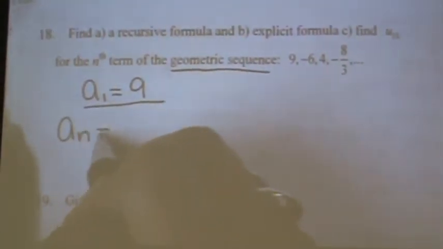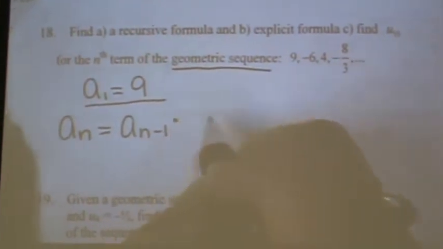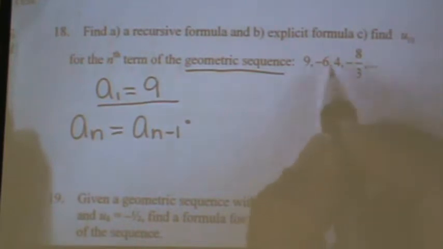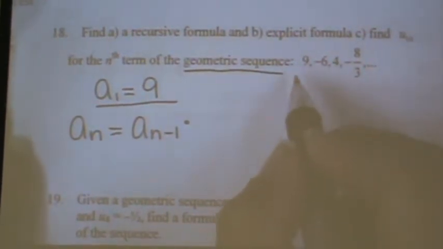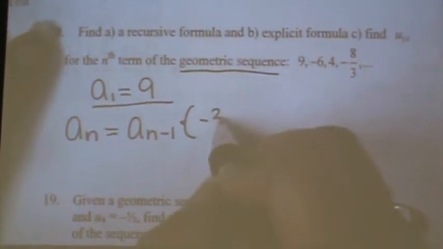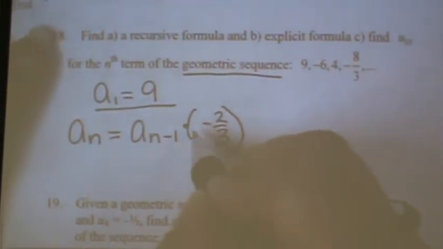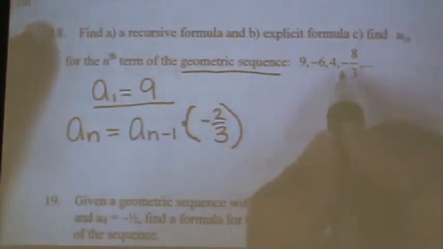Number 18. What is a recursive formula? Now we're in the geometric problems. The geometric recursive looks like this. You state the first term, which is 9, and then any term, it's the previous term times the R value. I don't know what the R value is yet. I have to look at this and figure it out. It ends up being what? -2/3. So if you take the previous term times -2/3, you'll get the next term in line.